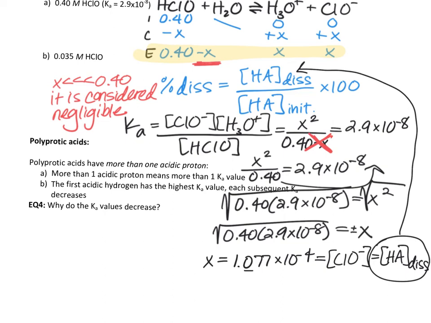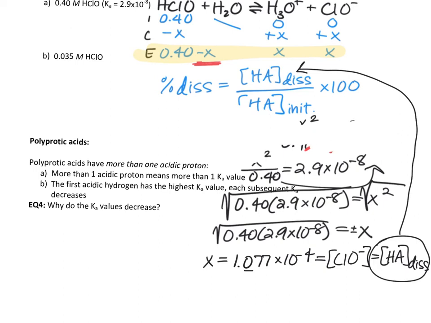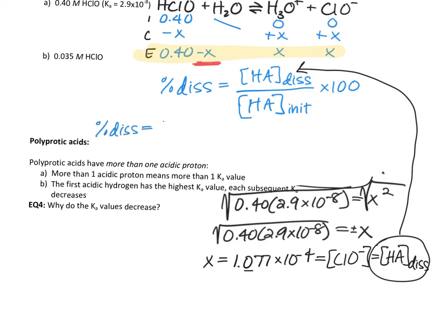I'm going to erase everything else so we have a little bit more room. So we have percent dissociation is equal to the number we just solved for, 1.077 times 10 to the negative 4, over our original concentration, which is 0.40, times 100. See what we get.